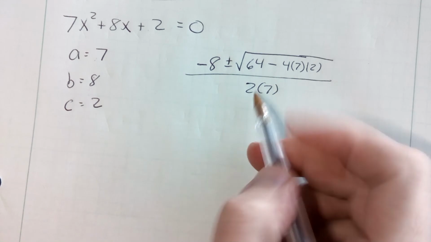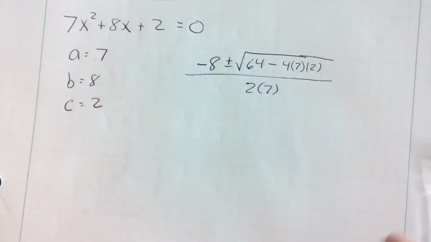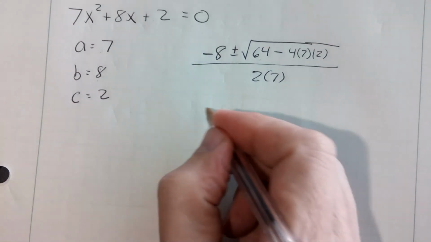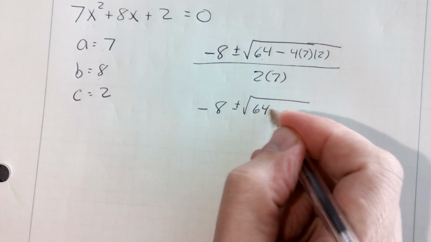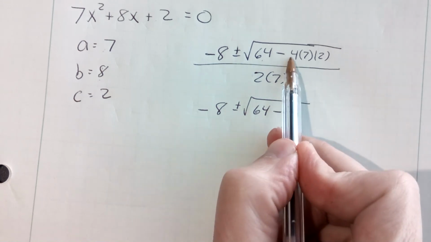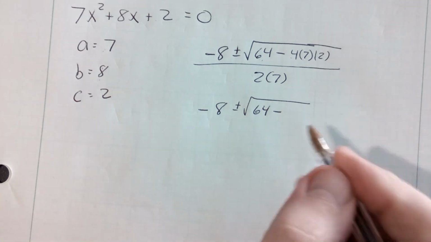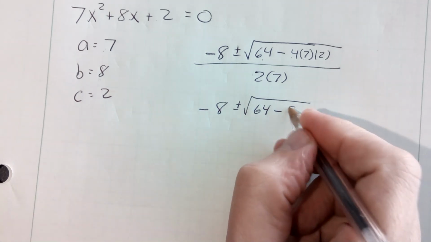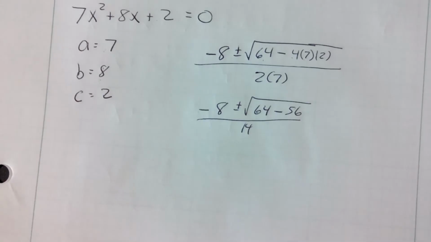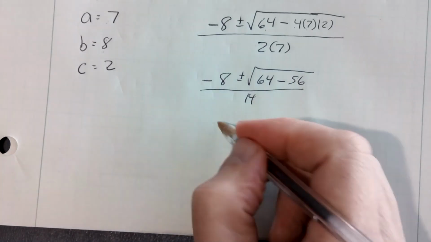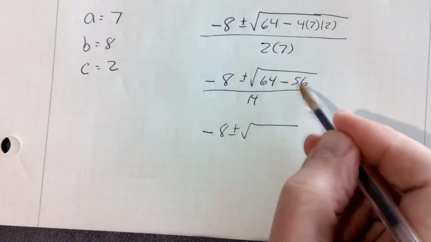Now just remember the 64 was the B squared. That's where I got the 64 from. Now I get a minus 8 plus or minus the square root of 64 minus 4 times 2 is 8 times 7. 8 times 7 is 56. All over 2 times 7 is 14. So I get a minus 8 plus or minus the square root of 64 minus 56.